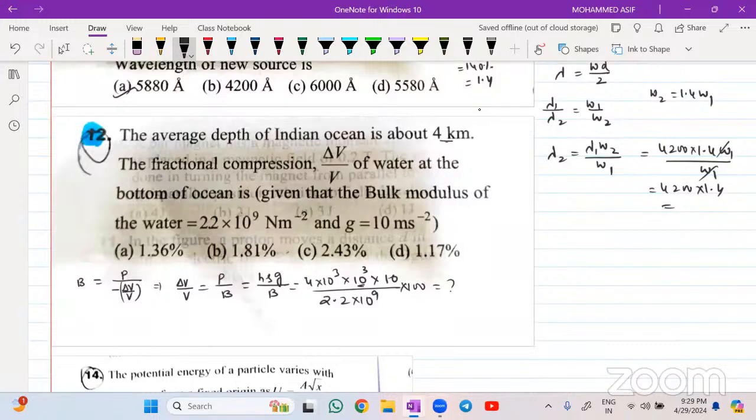Average depth of the ocean is given for B. Is asking the fractional compression when bulk modulus is given. Bulk modulus का formula B is equals to your pressure divided by delta V divided by V. So delta V by V is equals to pressure divided by bulk modulus. And pressure is not given.